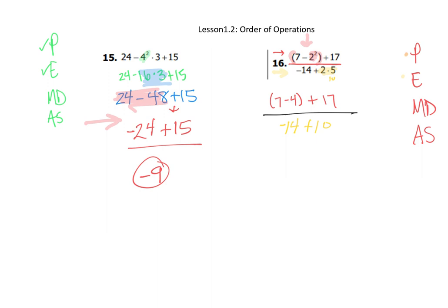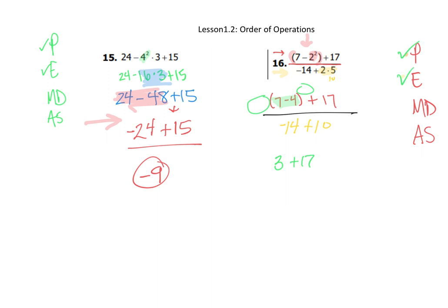Now moving back to the numerator, I still have parentheses. I'm not done all the way yet. So what I need to do is finish doing what's inside these parentheses. 7 minus 4. What is 7 minus 4? It is 3. So we're going to bring 3. Now notice I have nothing on the outside as an exponent, nothing being multiplied in front, so I can get rid of the parentheses. And now I'm going to put plus 17. Okay, so I finished my parentheses at this point, and I finished my exponents.